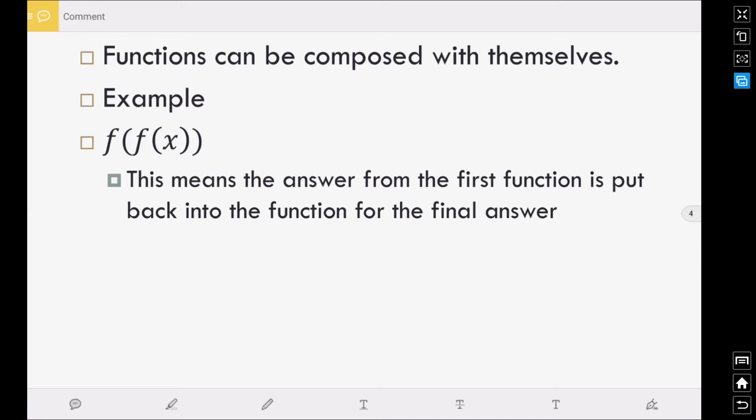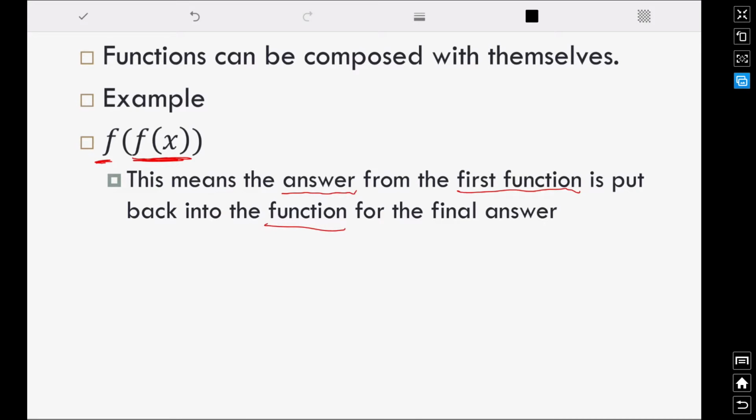So basically, this function depends on itself. What this is saying is that the function f depends on itself at some point. And you don't treat this any differently than the previous example. You just calculate the answer from the first function, and then put it back into the function to get a second answer. We'll illustrate that with another example.